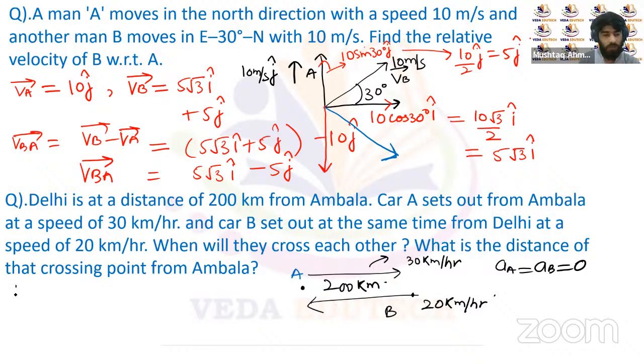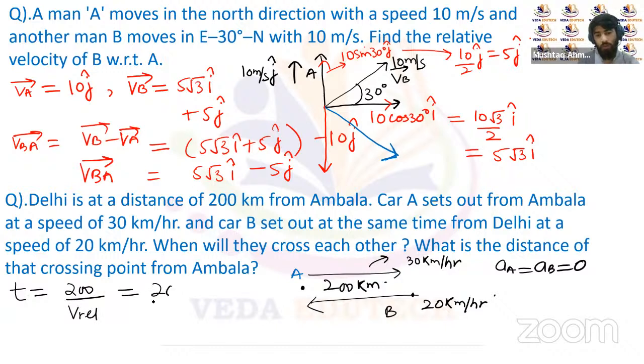So the time will be equal to the total distance to be covered by these two cars A and B, that's equal to 200 kilometer, upon the relative velocity between them.